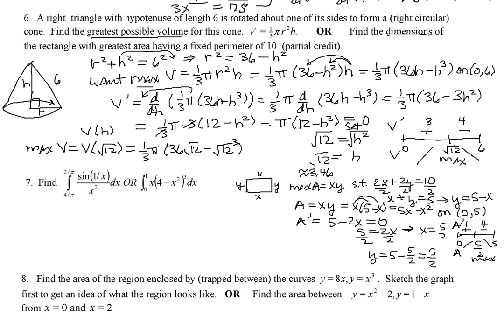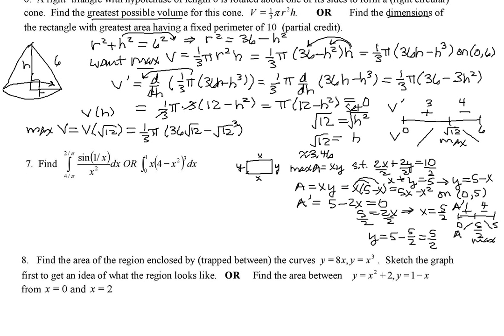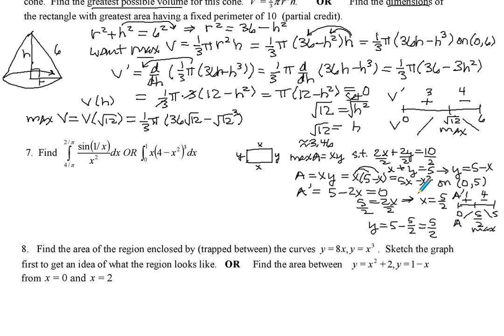So again, I'd recommend looking over some of the other max-min problems. There's only a finite number of types of max-min problems, but you've got to write down your relationships, get it to one variable, and then you got to take a derivative again. Okay, you can't solve a related rate or a max-min without taking a derivative.